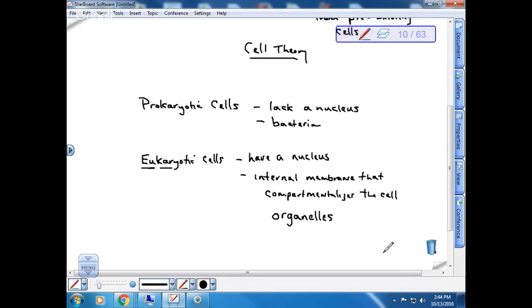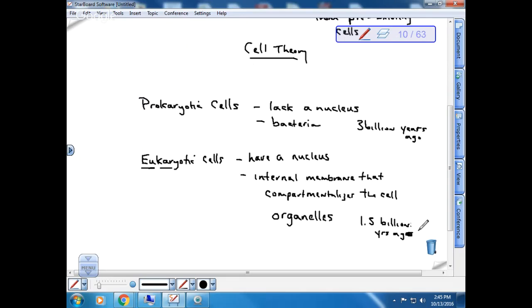Okay, so the prokaryotic cells arose about 3 billion years ago. So when we look in the fossil record, we see evidence of prokaryotic cells. This is about 1.5 billion years. So the prokaryotic cells were here first. They were the only type of life on the planet for a long period of time. And then we got the evolution of eukaryotic cells.